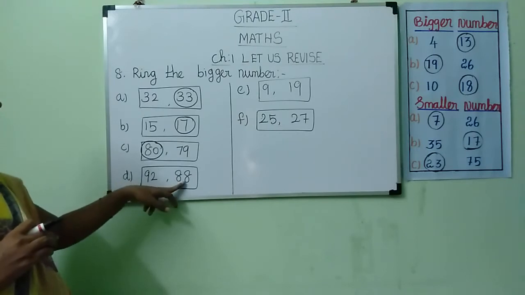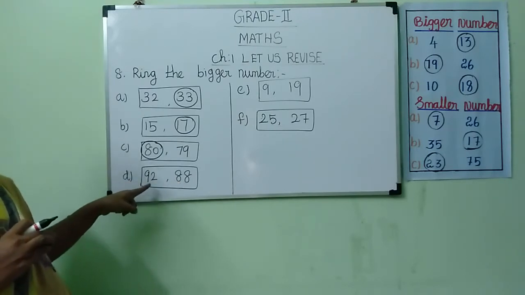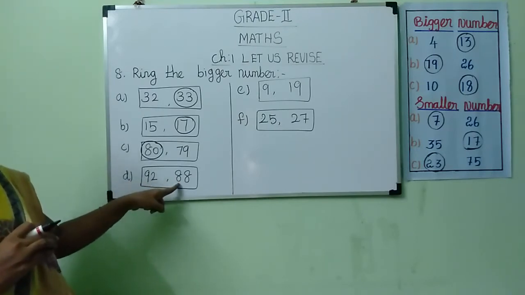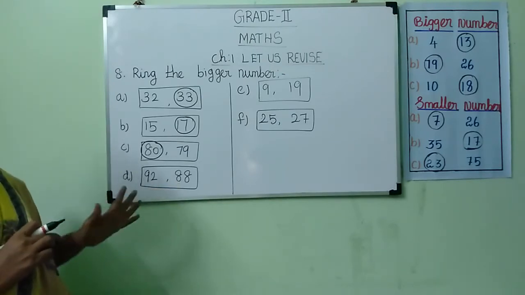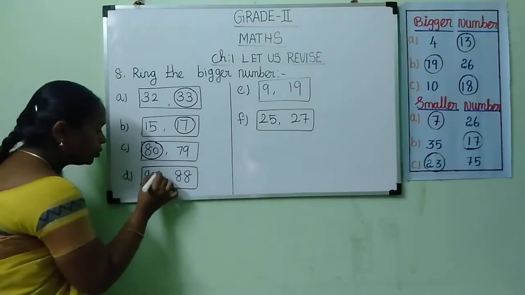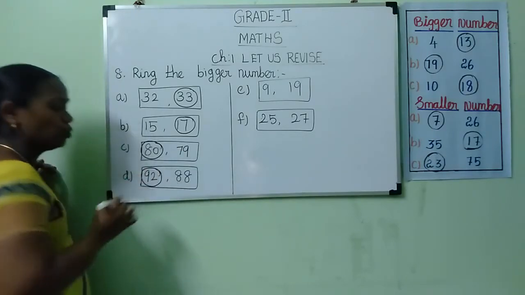The next one, 92 and 88. See tens place, 9 and 8. So which number is a bigger number? 9 or 8? Yes, 9 is a bigger number. So you should put the circle on 92.